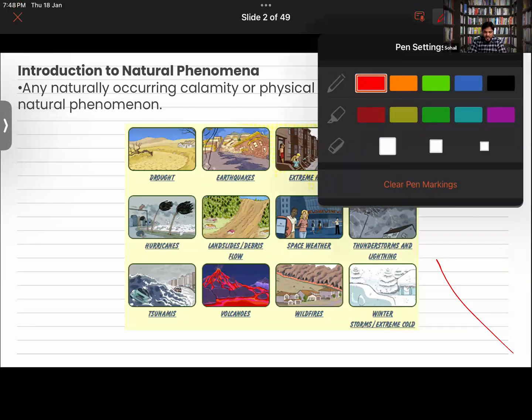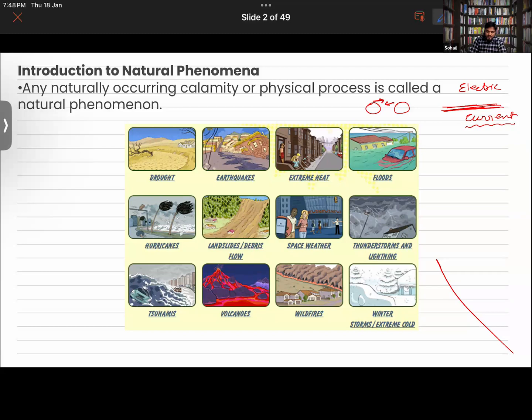Further, we see that every element is made up of atoms. Under normal conditions, atoms are neutral. But when the elements are rubbed, if some disturbance happens in them, they will develop some charges on them.